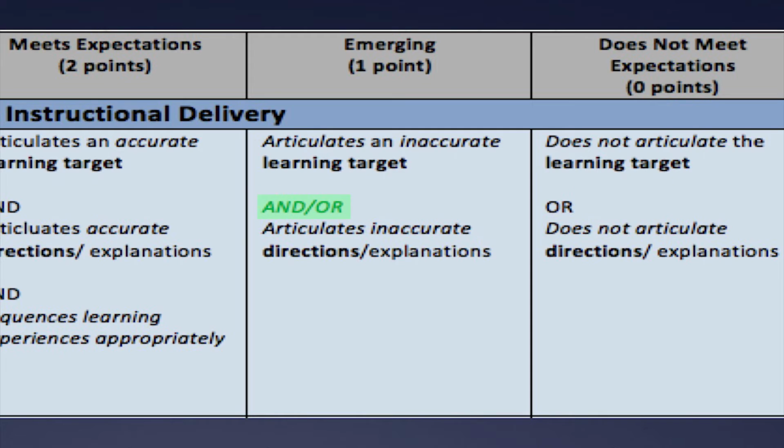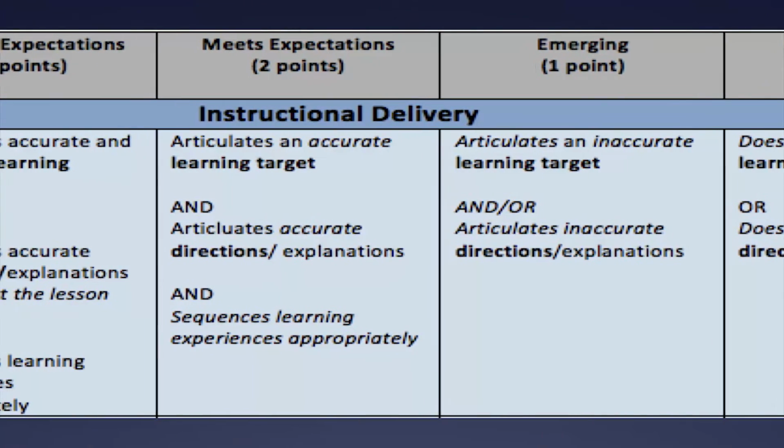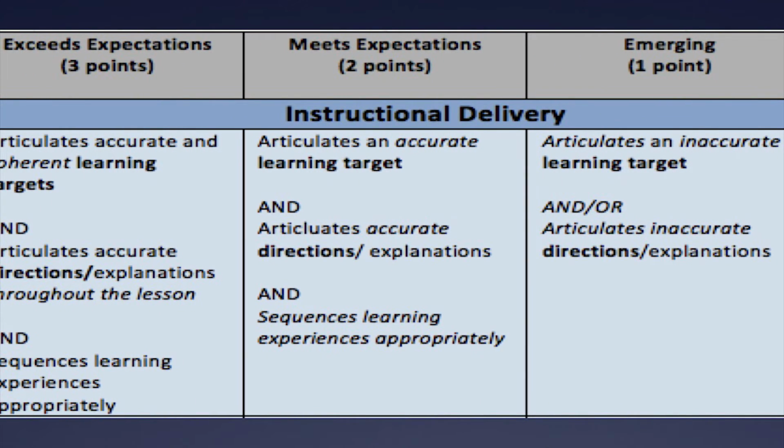Note that the "and/or" between descriptors is italicized and indicates a change from "or" at the does not meet expectations level. Remember, a student teacher must provide evidence for all descriptors in a level of performance in order to earn that column rating. For example, in order to meet expectations and earn a score of 2, a student teacher must demonstrate consistent effectiveness in articulating accurate learning targets, articulating accurate directions, and sequencing learning experiences appropriately.